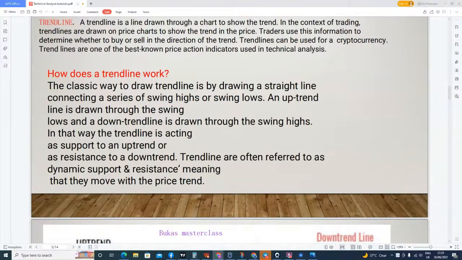This is actually what I said here now. When an uptrend line is drawn through the swing lows, that is, if you are drawing like this, let's wait.